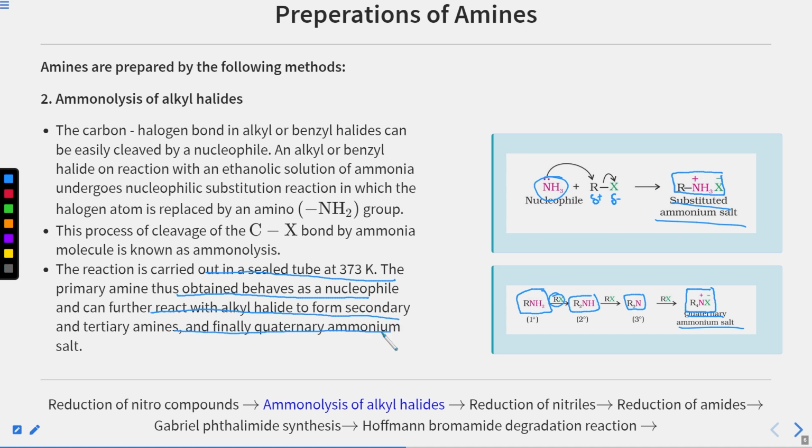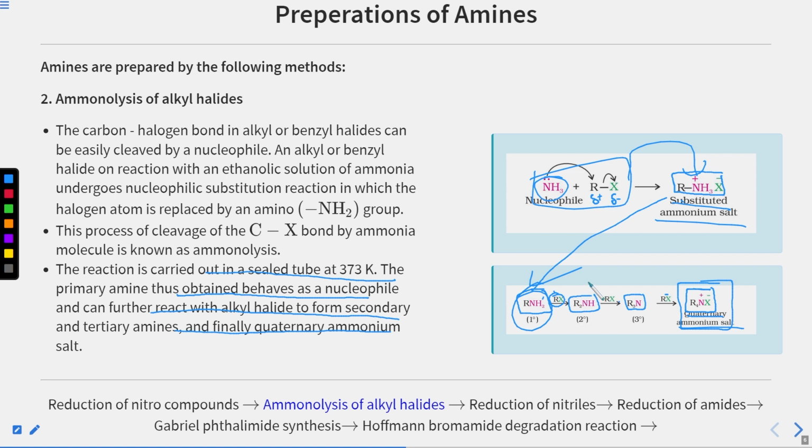and finally quaternary ammonium salt. So as we do this, after this we will get RNH2, primary amine. Now this primary amine will further react with another mole of RX. It will give this, which will be further converted into RNH2. It will react with RX, then again 1 mole of RX and again 1 mole of RX. So how many moles of RX are involved? You can see 1, 2, 3, 4 to make this quaternary ammonium salt.